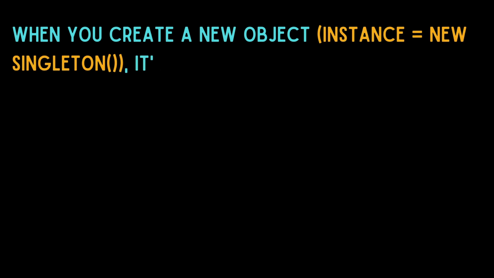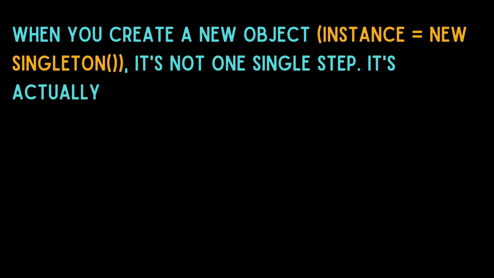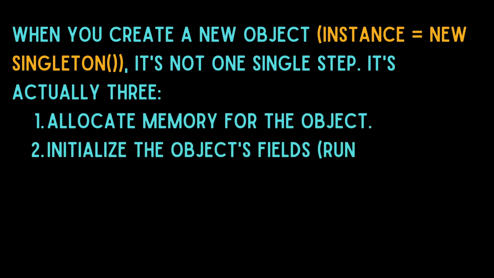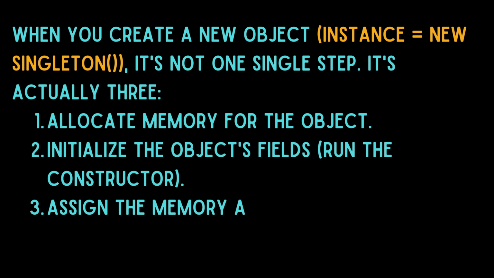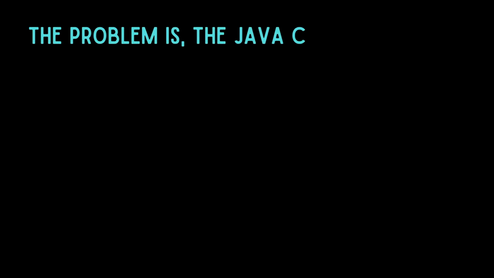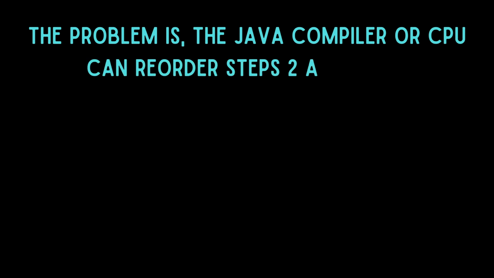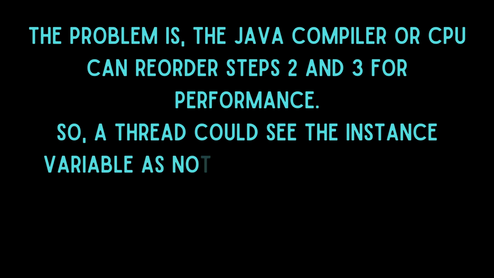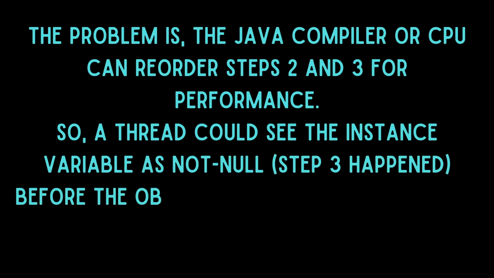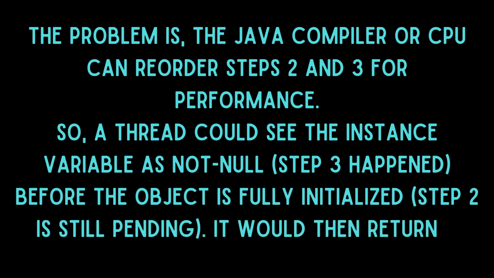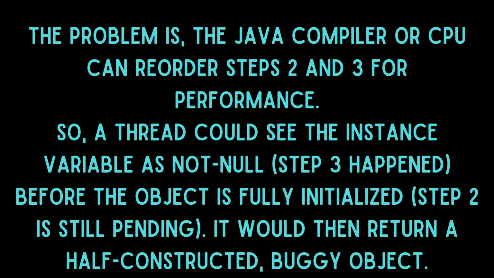When you create a new object, instance equals new Singleton, it's not one single step, it's actually 3. 1. Allocate memory for the object. 2. Initialize the object's fields, run the constructor. 3. Assign the memory address to the instance variable. The problem is the Java compiler or CPU can reorder steps 2 and 3 for performance. So a thread could see the instance variable as not null, step 3 happened, before the object is fully initialized, step 2 is still pending. It would then return a half-constructed, buggy object.